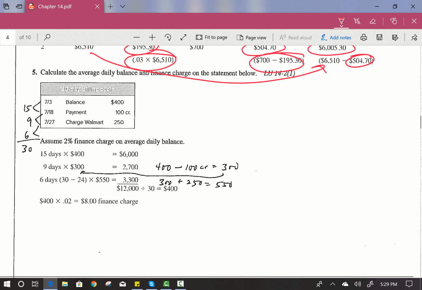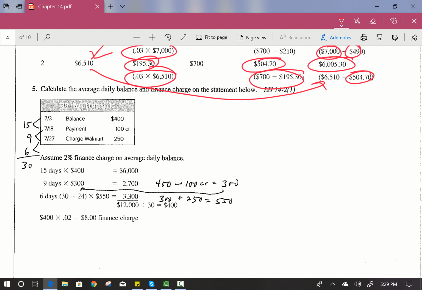Okay, then finally number 5, and we'll stop right there, is we're going to find in this 30-day billing cycle, the number of days between the 3rd and 18th is 15 days. And then the number of days between the 18th and the 27th is 9 days. And that is going to give us 24 days. And the remaining number of days to equal 30 is 6 days. So everything adds up to 30 days in this 30-day billing cycle.